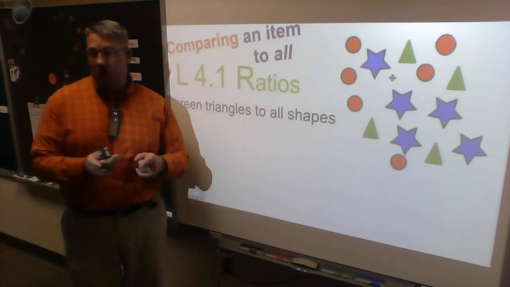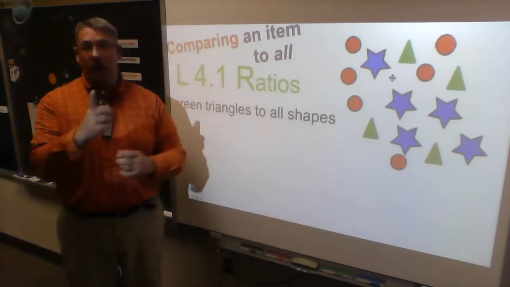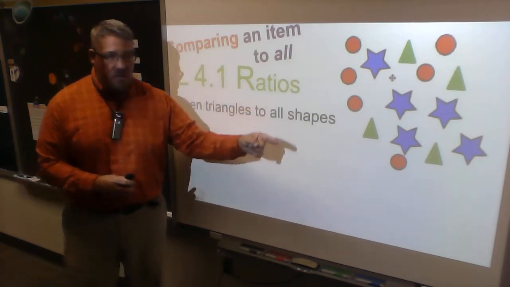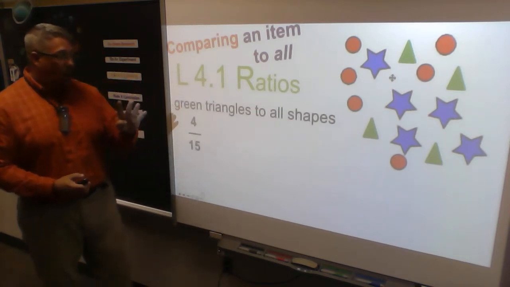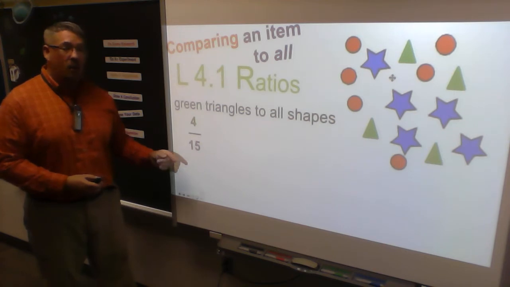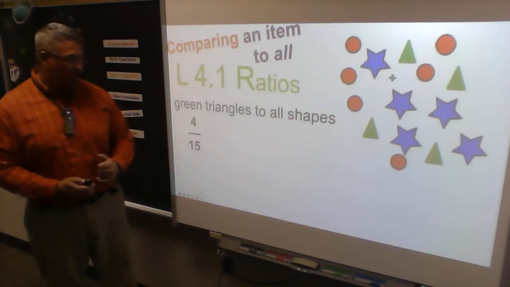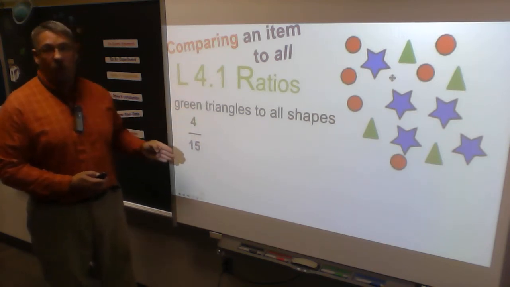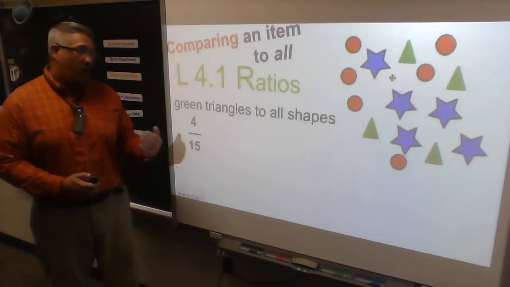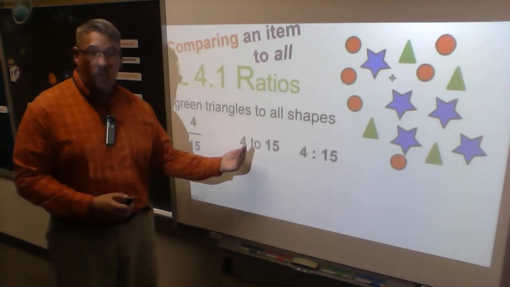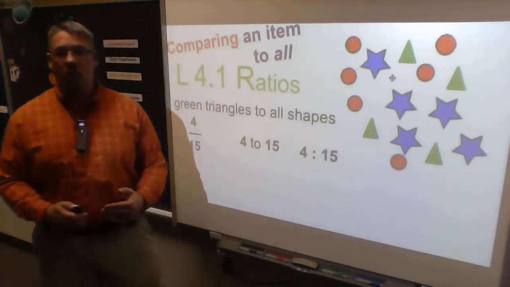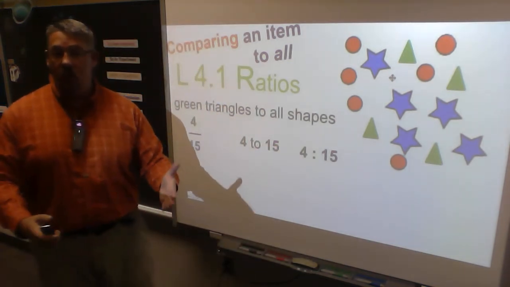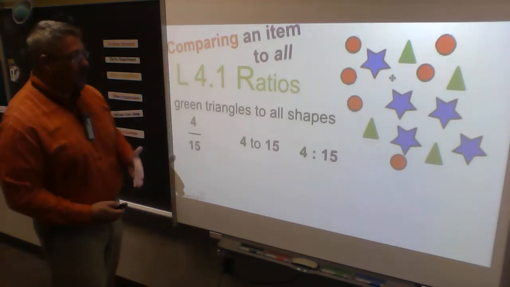If they want you to compare it to all other shapes, then that's what they'll say. This says all shapes, so I know I have to take my green triangles, which is 4, and compare it to the 15, which is all of the shapes that are there. So I have 4 to 15. Or I could use the word to, 4 to 15, or I could use 4 to 15 with the colon. Any of the three, as long as it only makes you write it one time.